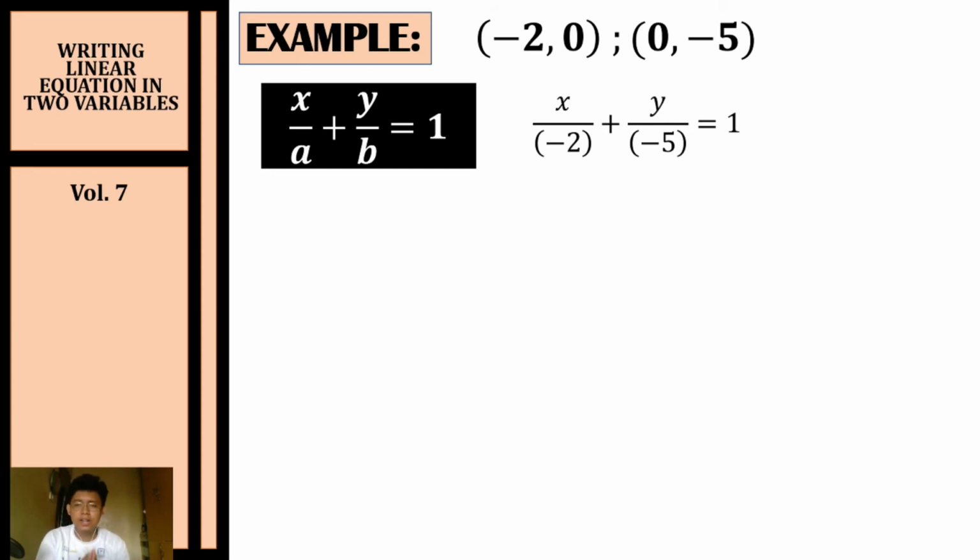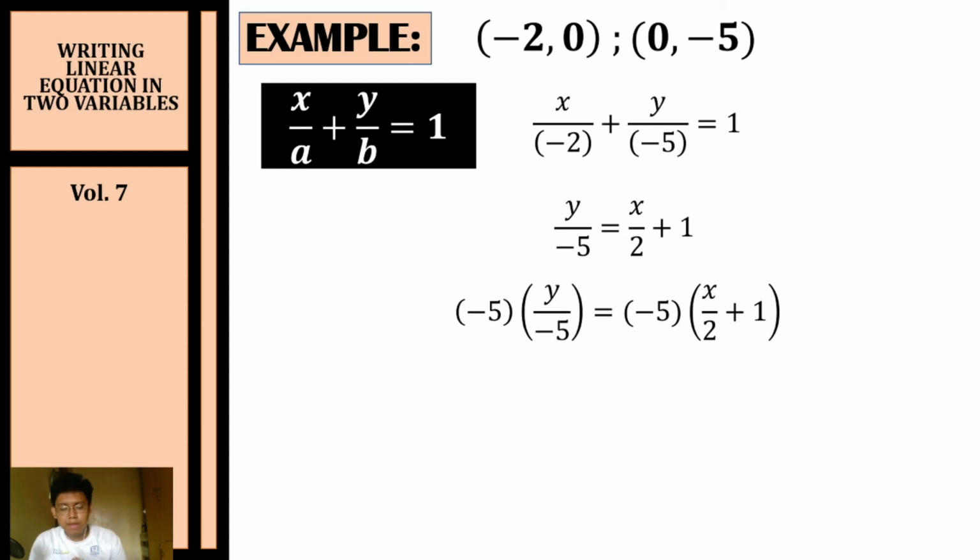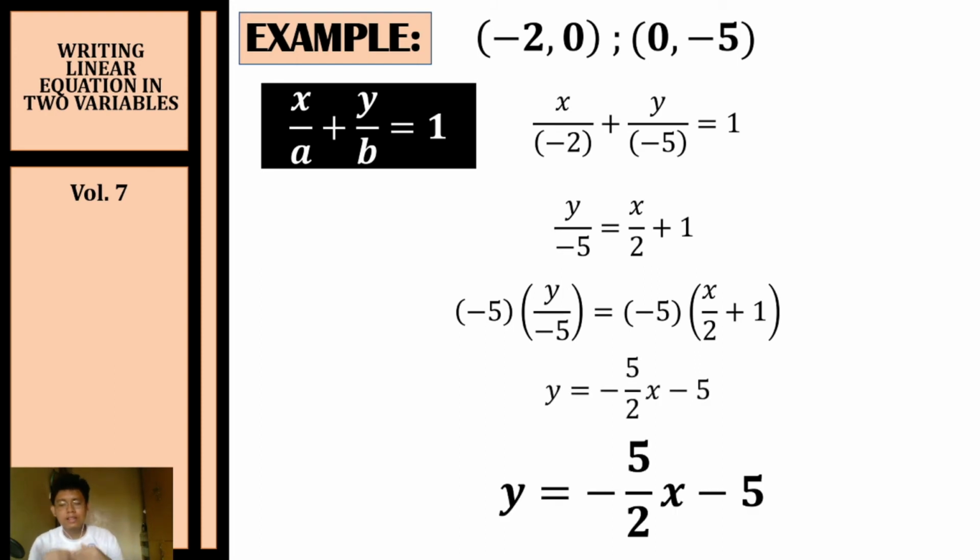Then let's transfer x over negative 2 to the other side of the equation by adding both sides by x over 2. So we will have y over negative 5 is equal to x over 2 plus 1. Let's multiply both sides by negative 5. Multiplying both sides by negative 5, let's cancel the denominator of y, and then let's distribute negative 5 to each term. Then, we will have the equation of the line, which is y is equal to negative 5x over 2 minus 5.